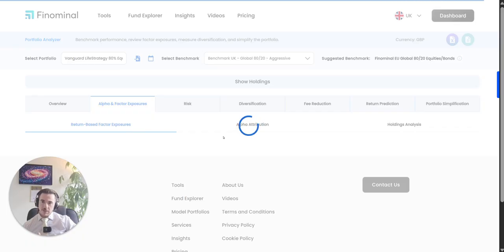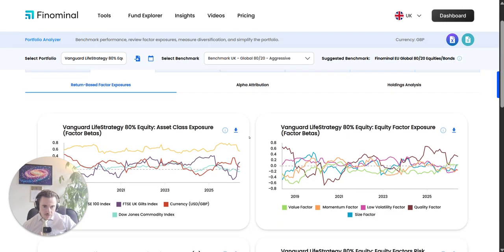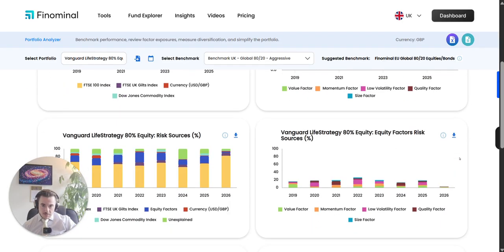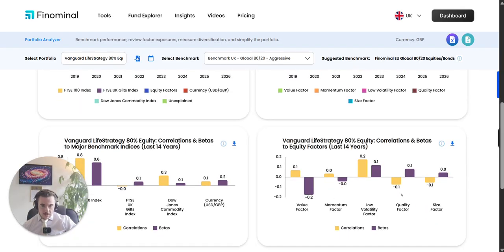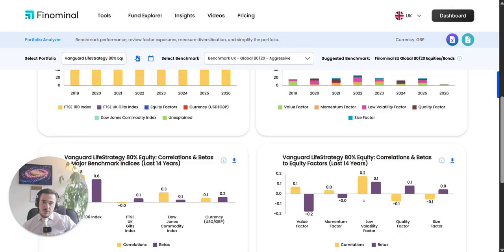We're looking at return-based factor exposures initially, where we can see overall there seems to be a negative equity factor value beta, should I say, for this particular portfolio, which makes sense given it is mainly invested in large cap quality stocks. We can see a positive beta to the quality factor in recent years. But if we scroll down, we can actually see these correlations and betas to equity factors more clearly. So it's got a minus 0.2 value factor beta and a slight positive 0.1 quality factor and low volatility beta for this particular portfolio.